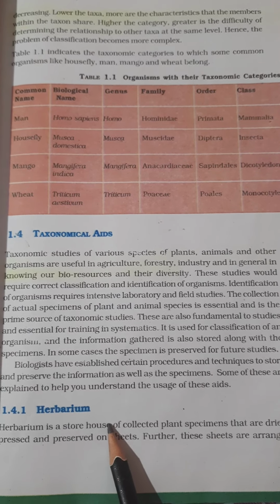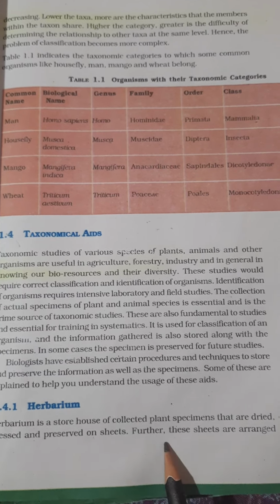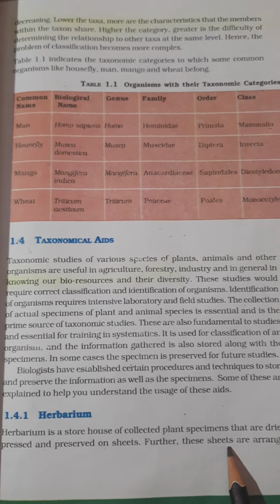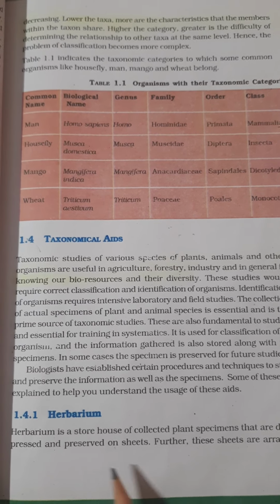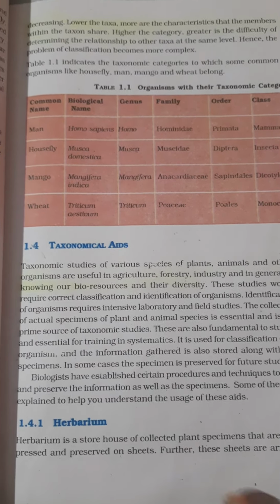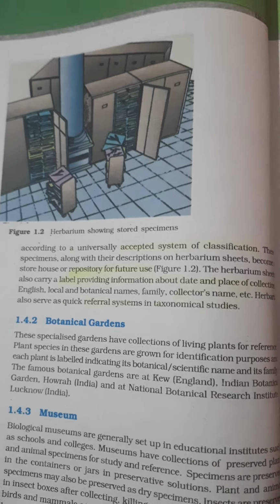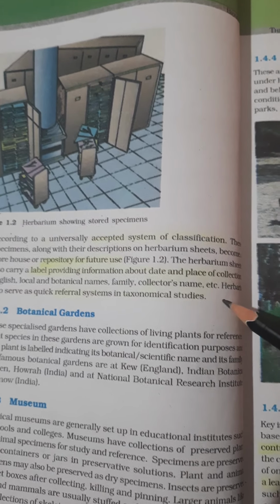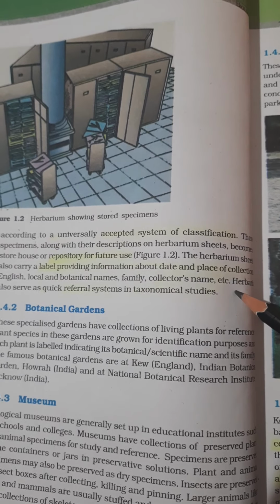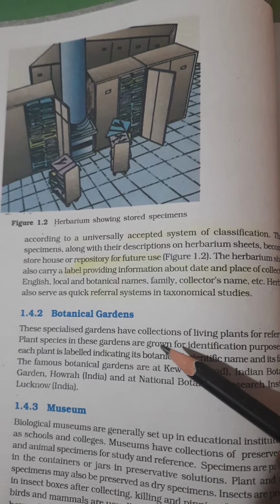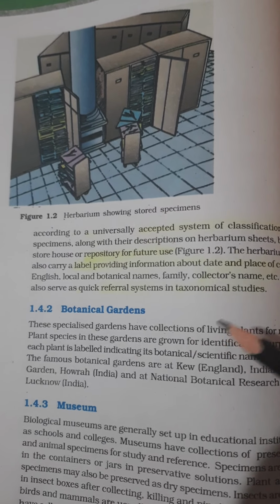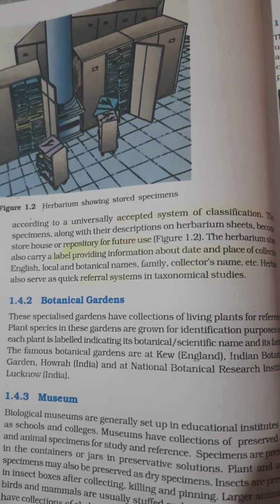First is the herbarium. It is a storehouse of collected plant specimens. We collect the plant specimens and these are dried, pressed and preserved on sheets. These sheets are then arranged on the method of classification, and the proper name, date and place of collection are mentioned on them so that it acts as a quick referral system, like we have a library. Similarly, a herbarium is a kind of library for plant specimens.